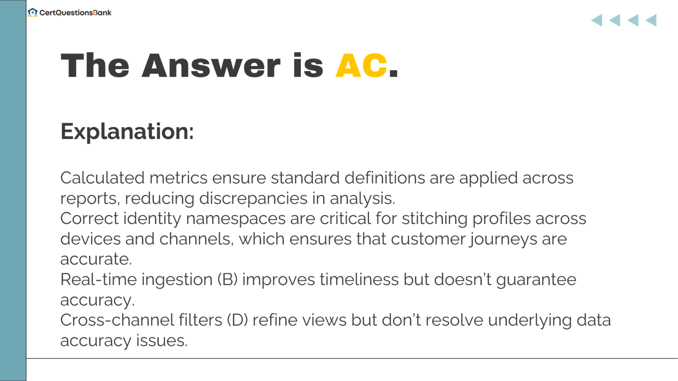Calculated metrics ensure standard definitions are applied across reports, reducing discrepancies in analysis. Correct identity namespaces are critical for stitching profiles across devices and channels, which ensures that customer journeys are accurate. Real-time ingestion, B, improves timeliness but doesn't guarantee accuracy. Cross-channel filters, D, refine views but don't resolve underlying data accuracy issues.